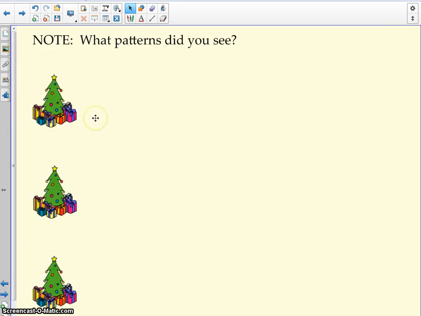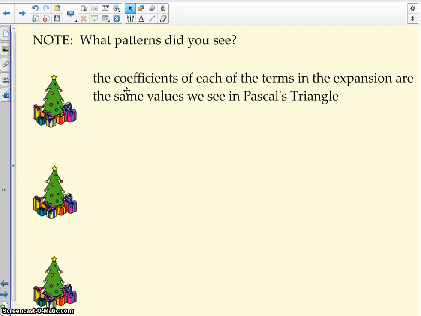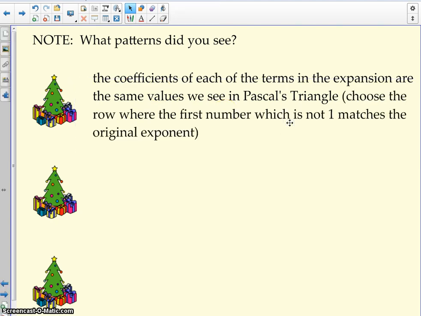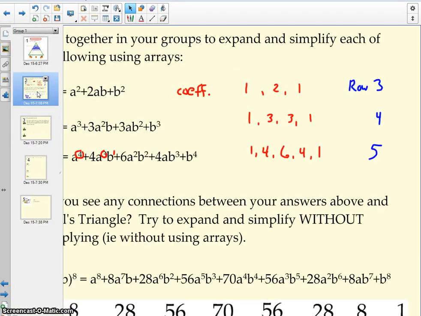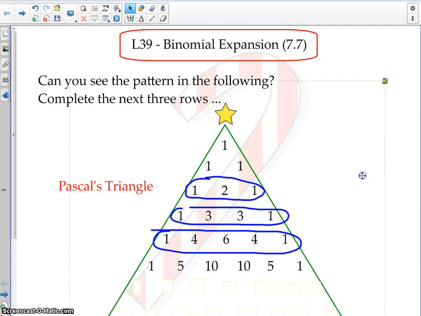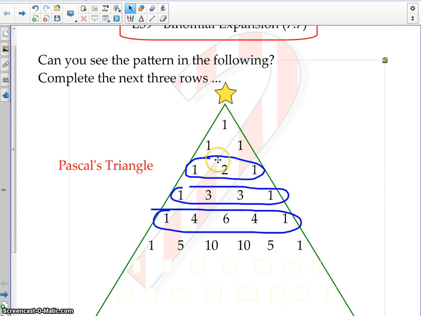But first let's summarize the patterns. We already talked about this on the earlier slide, just so you have it down in your notes. The coefficients of each term in the expansion are the same values you see in Pascal's triangle. More specifically, we talked about which row you want to look at. So it says here, choose the row where the first number, which is not 1, matches the original exponent. Meaning if you go back here, let's say you were looking for something with exponent 5, well, you'd be looking at this row down here because the first non-1 digit is a 5.